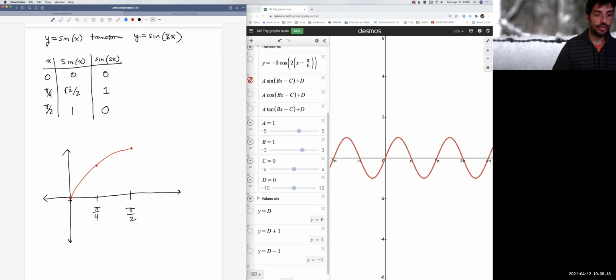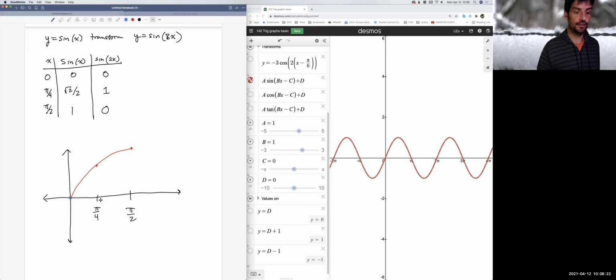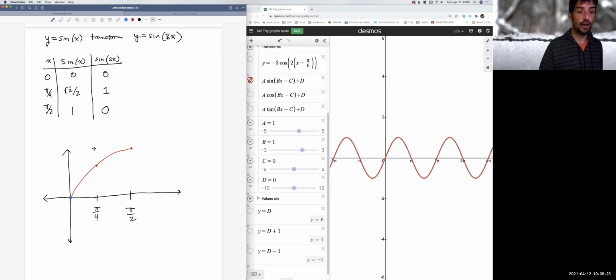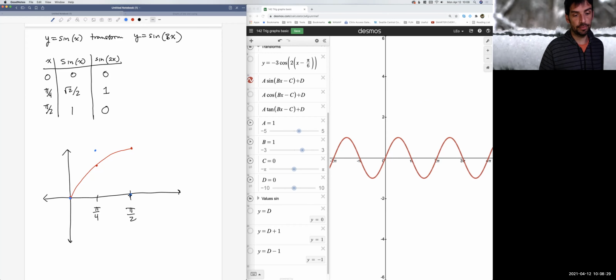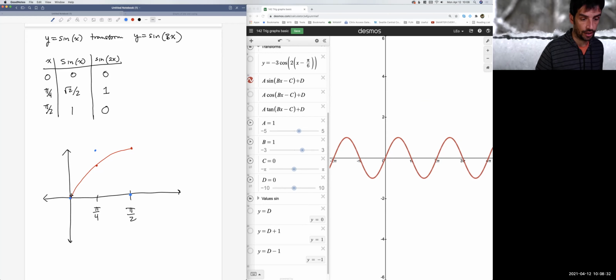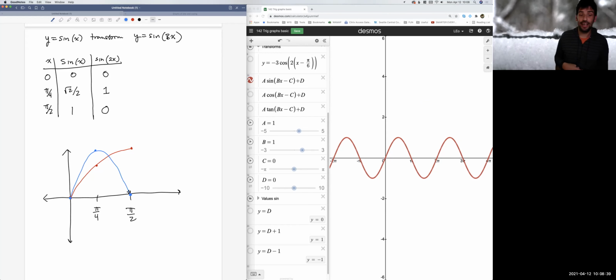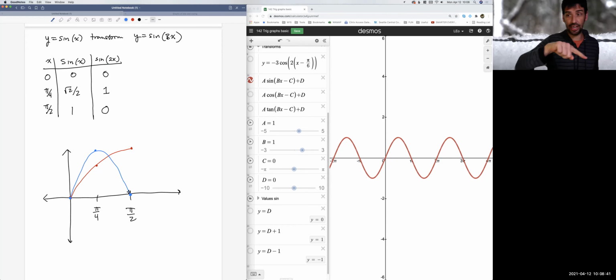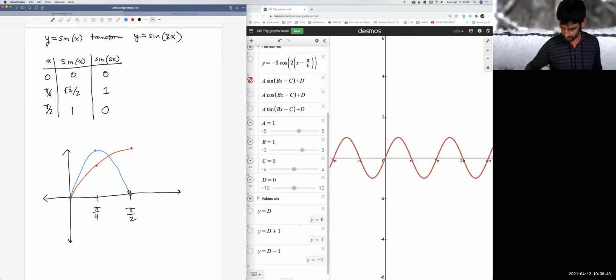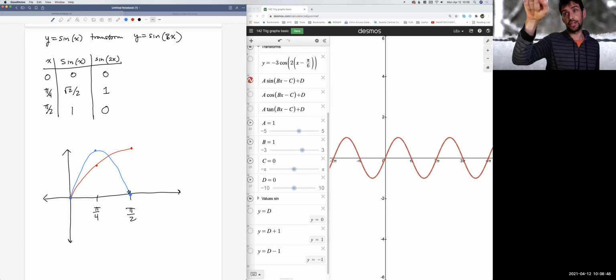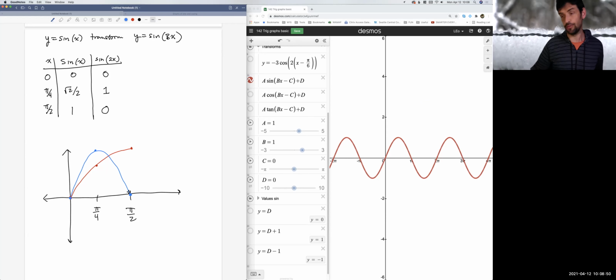However, when we multiply the input by 2, we're starting at 0, but the pi over 4 output is now up to 1. And the pi over 2 output is now down to 0. And we'll get a graph that does this. We've done half of our whole cycle, right? So what does sine usually do? It goes up, back down below, and back up. So in the red graph, we've just begun the going up. We still have to go back down, and then back up.